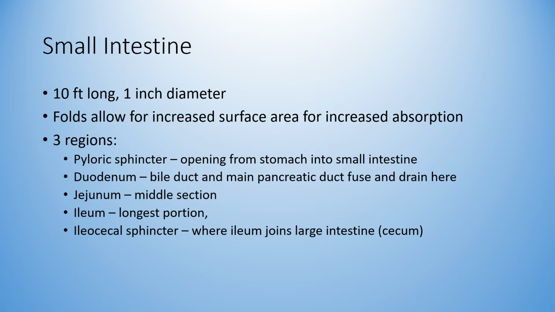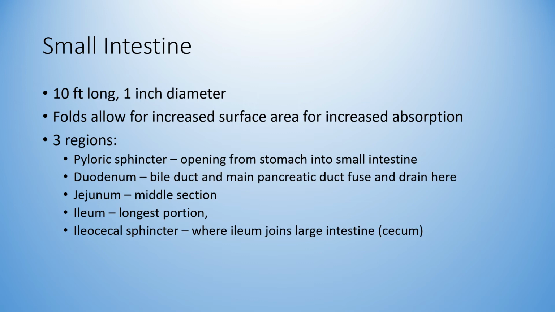There are 3 different regions. As we just mentioned earlier, the pyloric sphincter is that opening from the stomach into the small intestines. And the first beginning section of the small intestines is called the duodenum. You have the bile duct and the pancreatic duct fused together, and they are going to drain here. So they are adding bile, as we'll see in a bit, that helps with lipid digestion, and the pancreatic juices help with carbohydrate digestion. And so they're added at the very beginning of the small intestines.